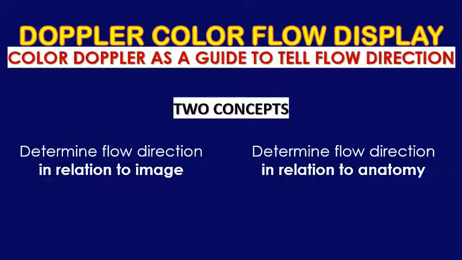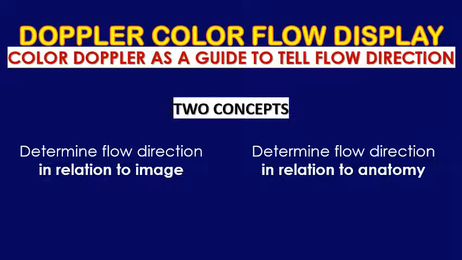As we discussed earlier, the color box and the color map: can we use these two in knowing which direction the flow is in on the screen? Yes, we can do that, and there are actually two ways. Either I can relate the flow direction to the screen, or I relate the flow direction to the anatomy. I mean, is it toward the heart or away from the heart?